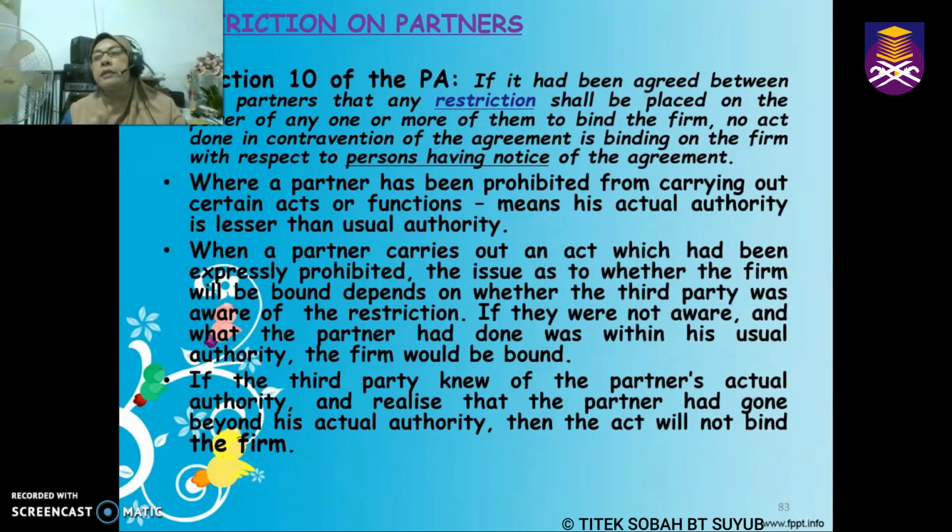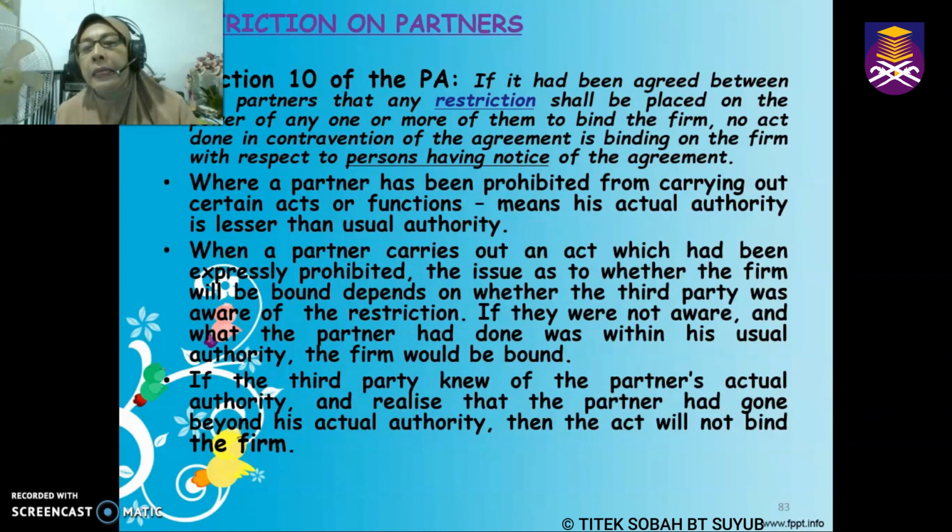What about restriction on partners? Maybe one of the partners does not have the usual powers that other partners have, because in the agreement there is a restriction imposed on him. Let us look at section 10 of the Partnership Act, where it says that if it has been agreed between the partners that any restriction shall be placed on the power of any one or more of them to bind the firm, no act done in contravention of the agreement is binding on the firm with respect to persons having notice.